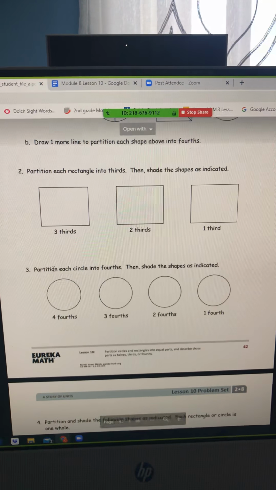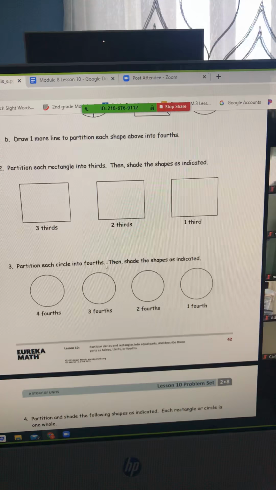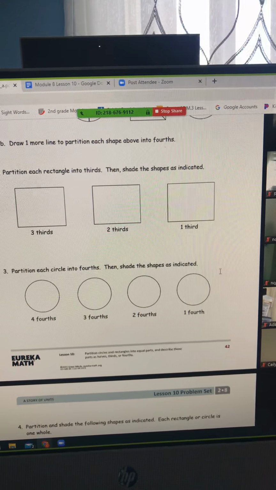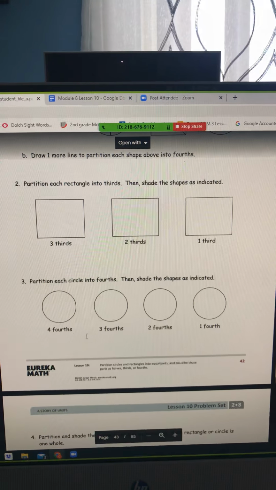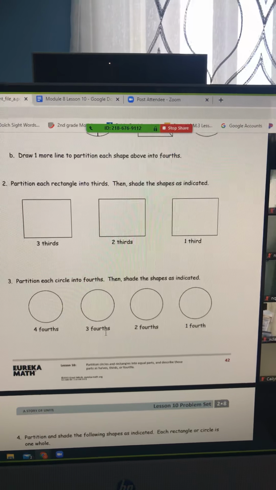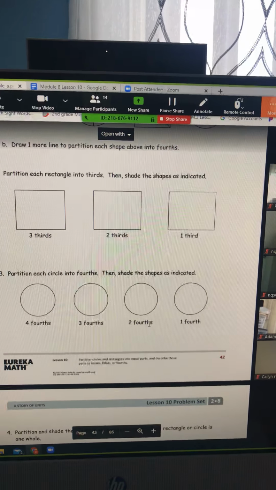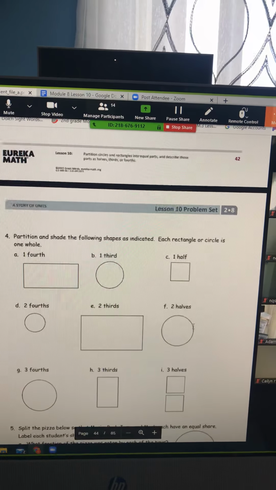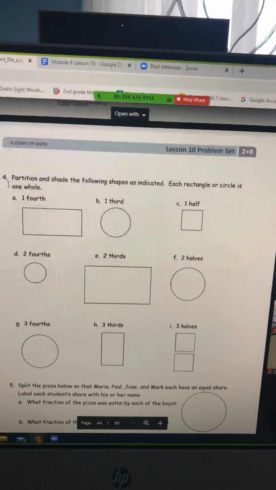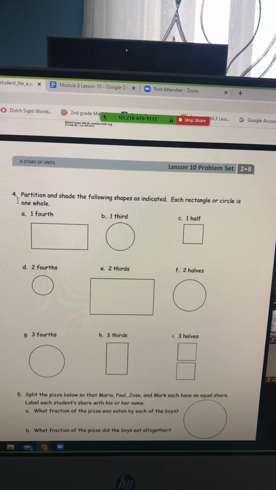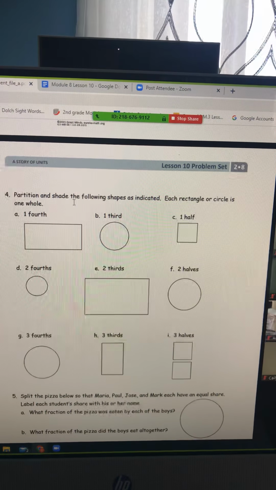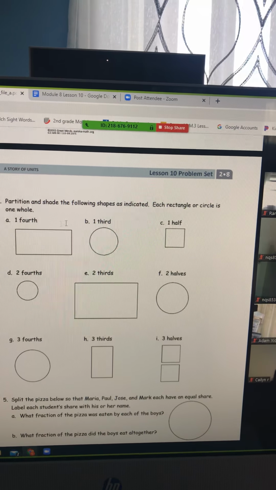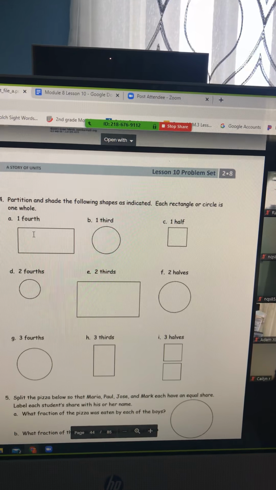Question 3. Partition each circle into fourths. Then shade in the shades indicated. Shade in 4/4, shade in 3/4, shade in 2/4, shade in 1/4. Question 4, which is on the next page. Partition and shade the following shapes as indicated. Each rectangle or circle is one whole.